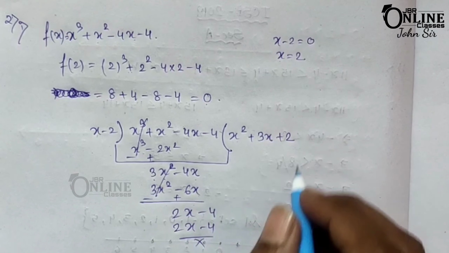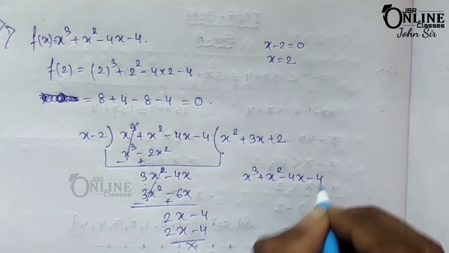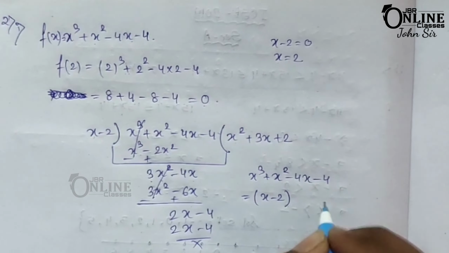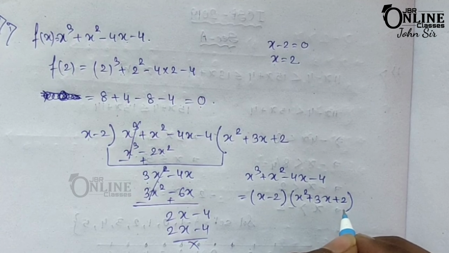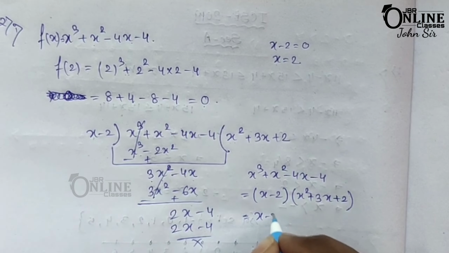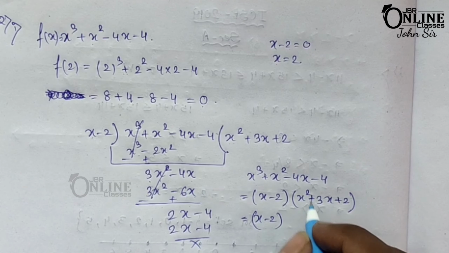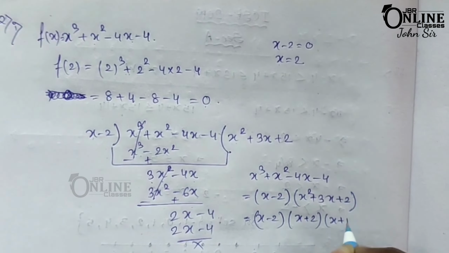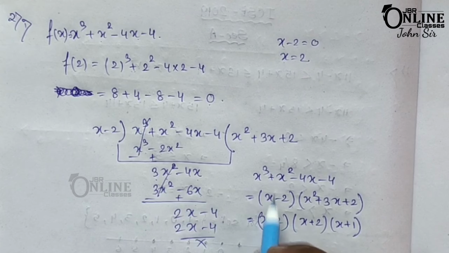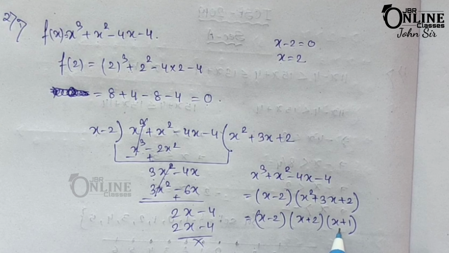Okay, so x cube plus x square minus 4x minus 4 equals x minus 2 into x square plus 3x plus 2. Now if you factorize this polynomial by the middle term factorization method, then you will get x plus 2 and x plus 1 also. So the final factors of this polynomial equal x minus 2 into x plus 2 into x plus 1.